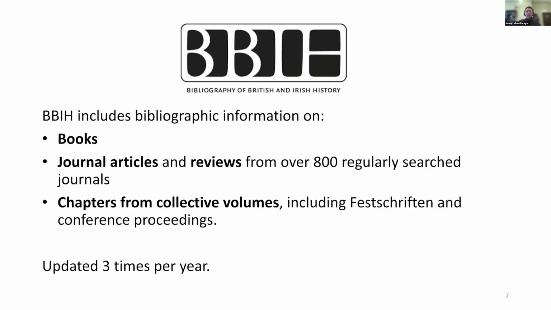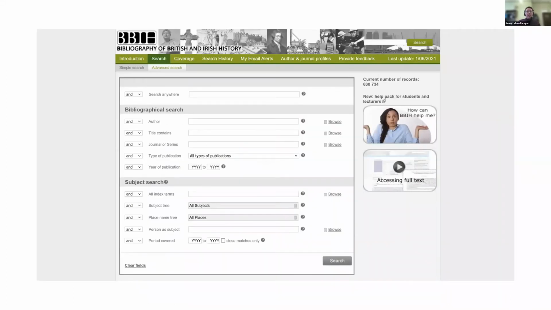So the bibliography is updated 3 times a year and contains detailed information about books, journal articles and reviews, as well as book chapters. And this is an example of the advanced search screen. It enables you to search by author or title, book title or journal title. You can also search by subject, which is a really good place to start if you're using the bibliography to see what may be on your research topic. You can search by a particular subject, a place, a particular person, but importantly for historical research, you can also search by the period covered.